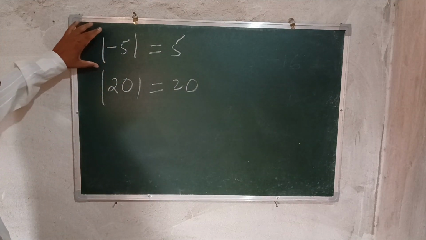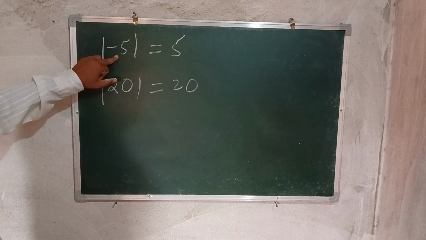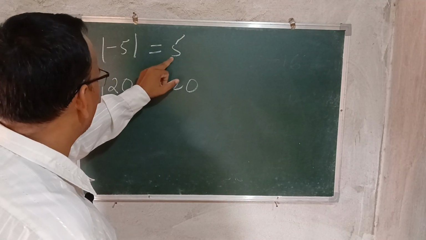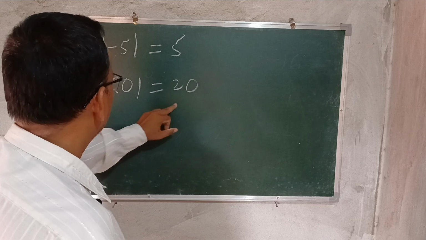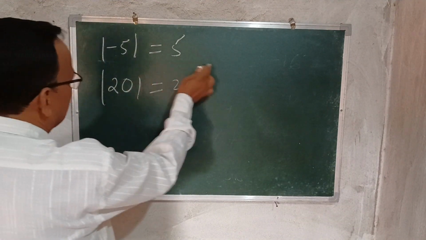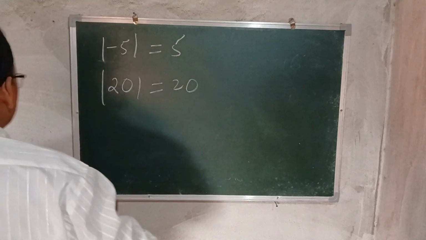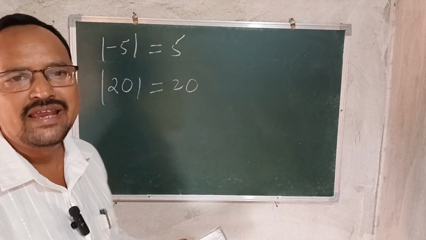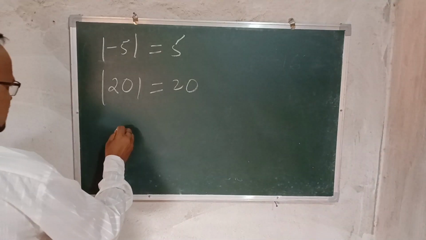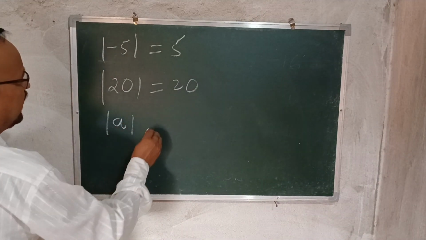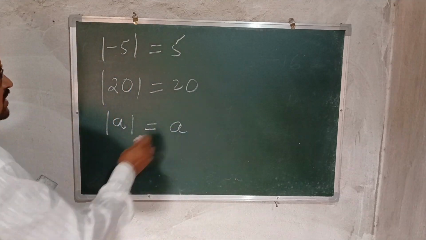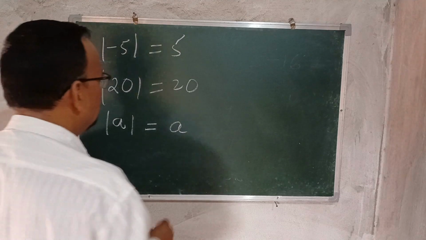So this is called the modulus or absolute value of an integer, and it is always positive. So the rules are: how to find the modulus of an integer? First, modulus of a is equal to plus a.